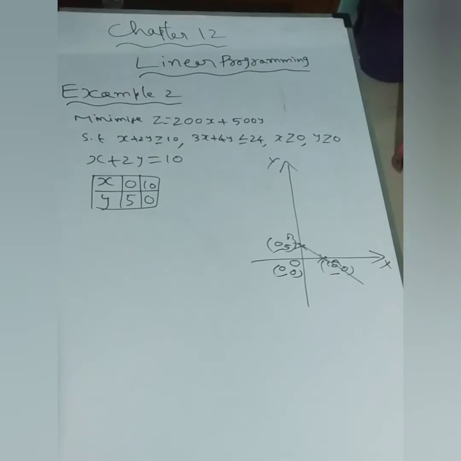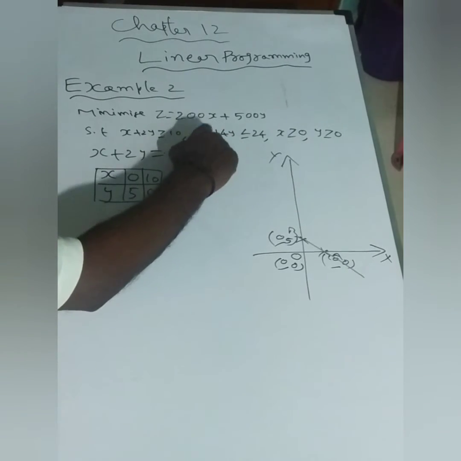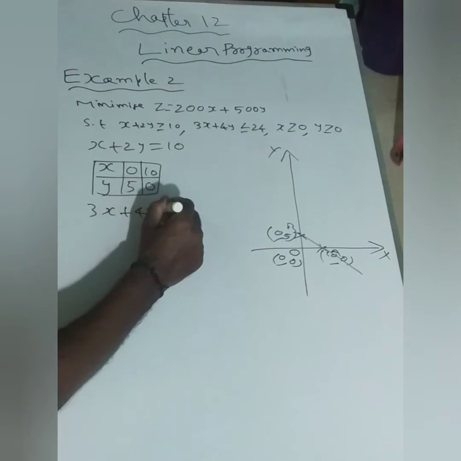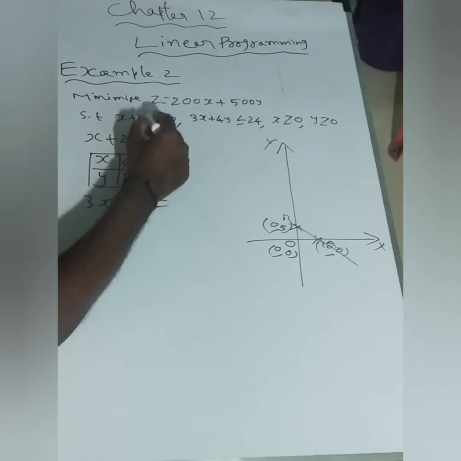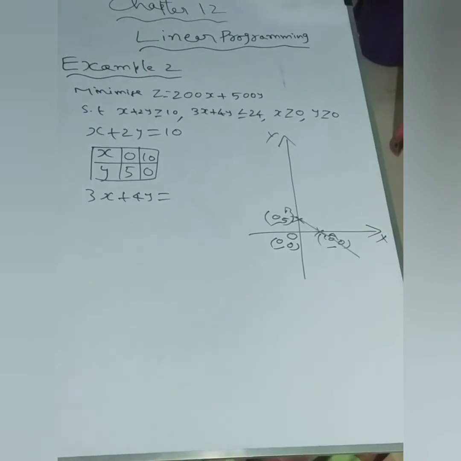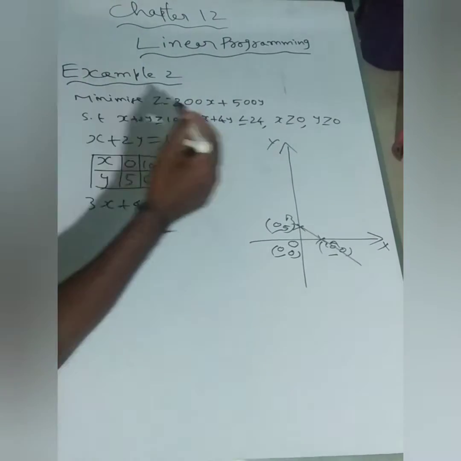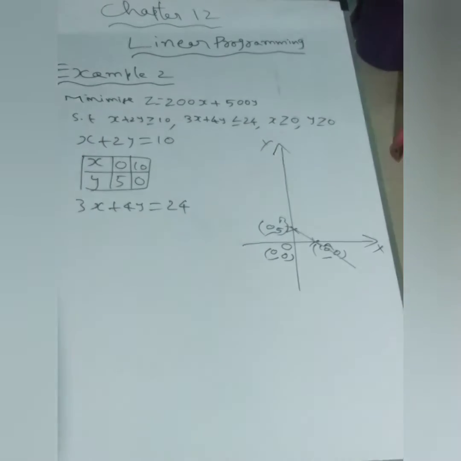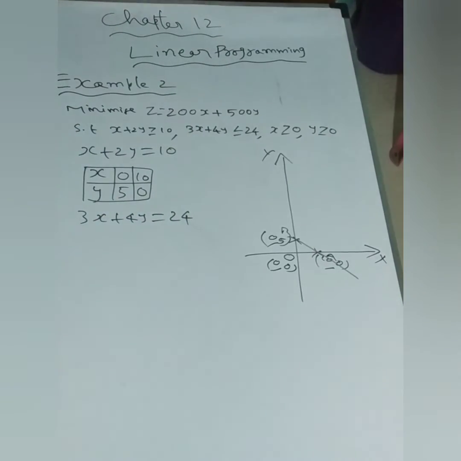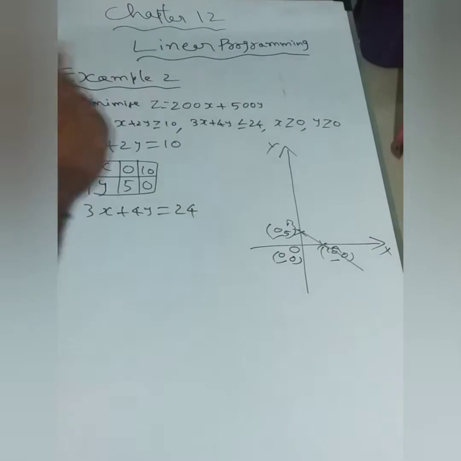Just join this. Then we have another constraint, the condition 3x + 4y less than or equal to 24. We need not bother about inequalities; whatever the inequality, we can take it as equality, that is 3x + 4y = 24. What we applied for the first line, the first condition, is to be applied for the second condition also.